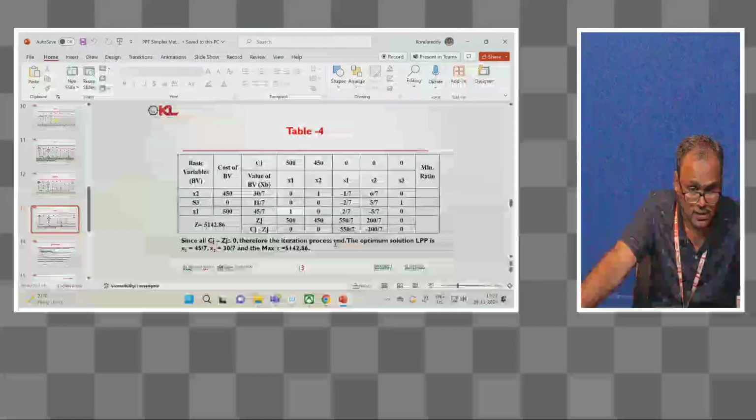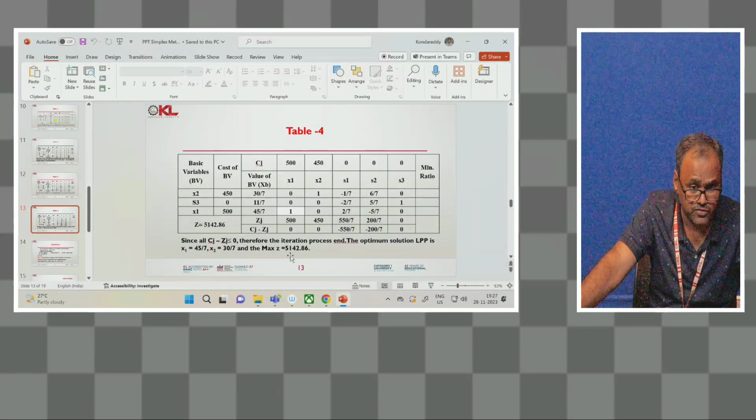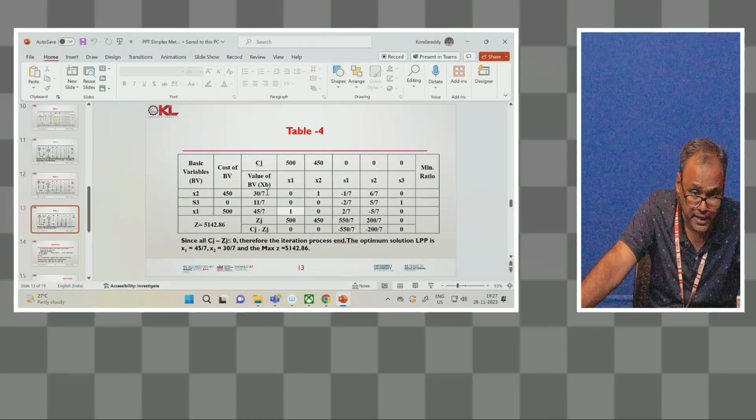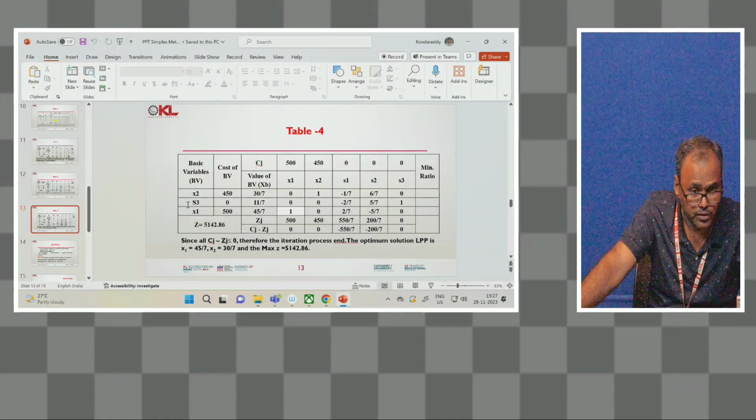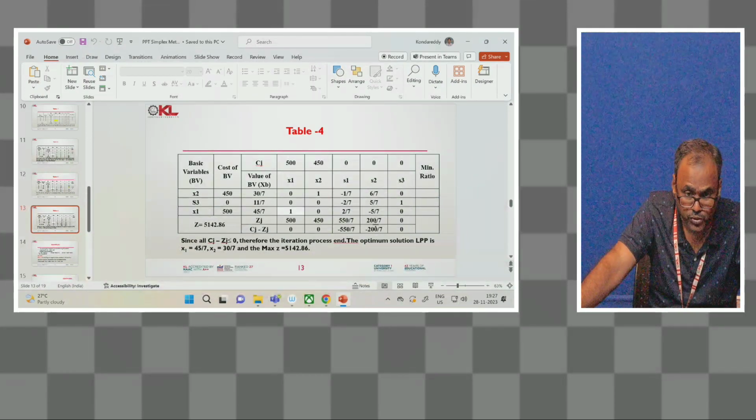By that we can conclude the maximum value of Z is 5142.86, x1 is equal to 45 by 7 and x2 is equal to 30 by 7. This corresponding x2 is 30 by 7, x1 is 40 by 7, and x3 is the dummy variable. Once we attain the objective, there is no more discussion about the dummy variables. Here I think we can understand how to get it all.